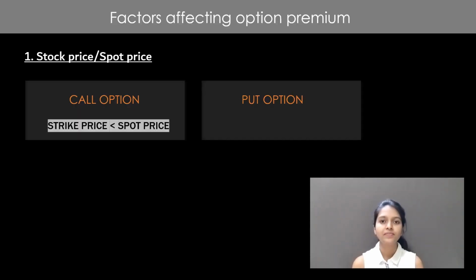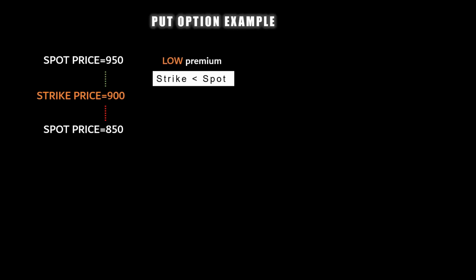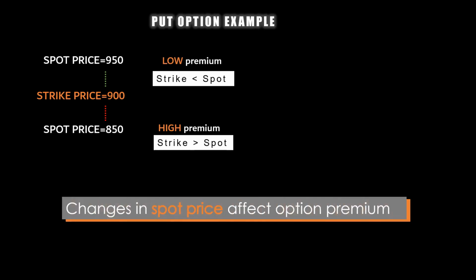For the put option, the option buyer sells the underlying when the strike price is greater than the spot price, because this way he is able to sell the underlying at a higher price. This means the option gets exercised when the spot is at 850, and due to the increase in demand, the premium will be higher as well. So this is how a change in the spot price influences option premium.